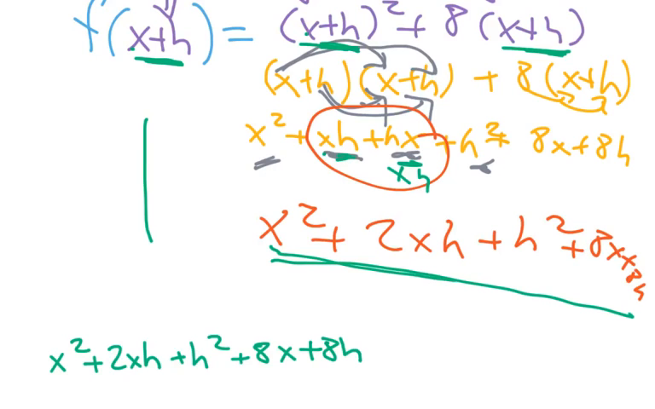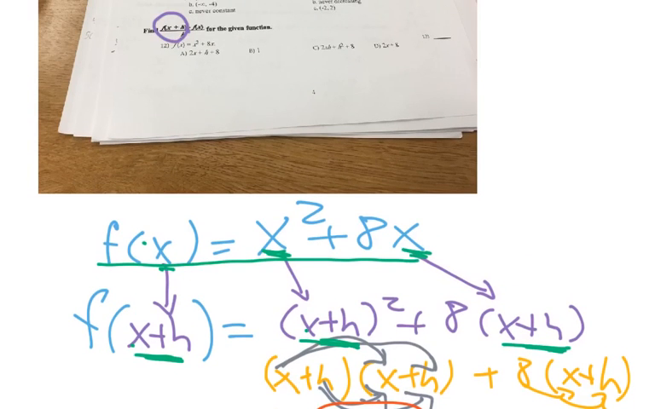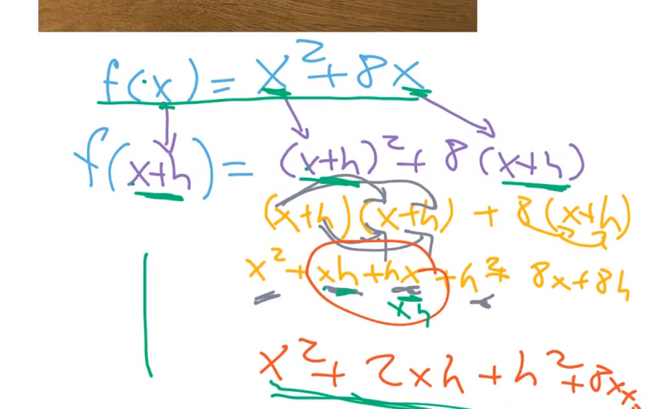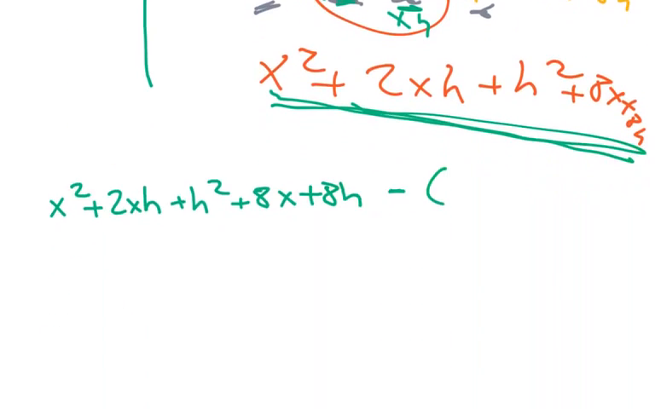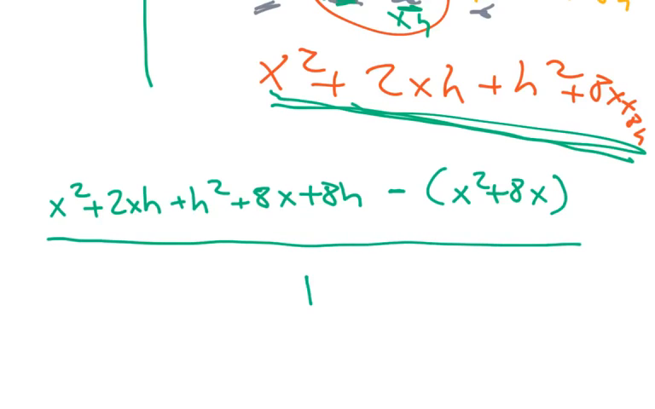So this right here is the first part, right? Is this part here, right? But then we have to subtract f of x, which is basically that function. So now we're going to subtract x squared plus 8x, which is the f of x, and this is all over h.